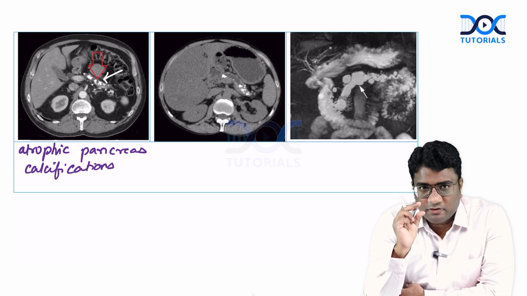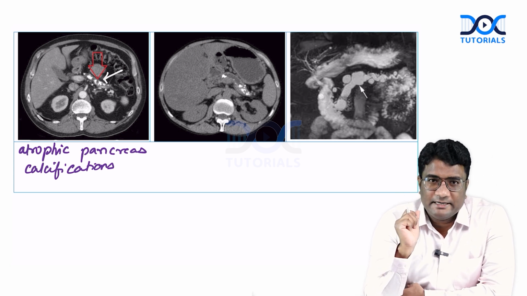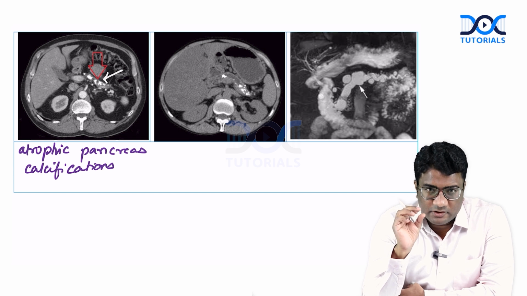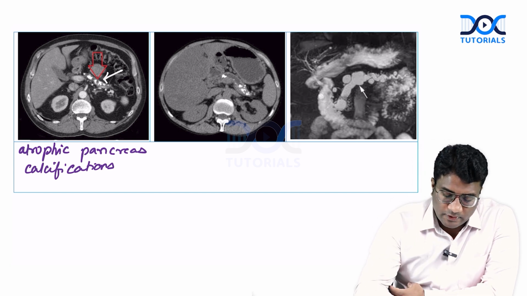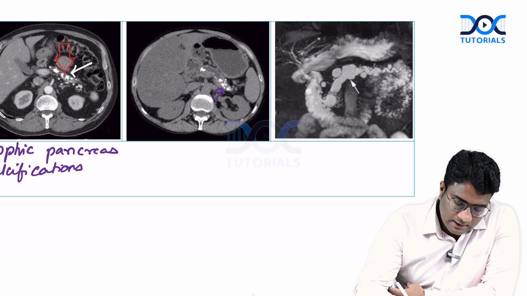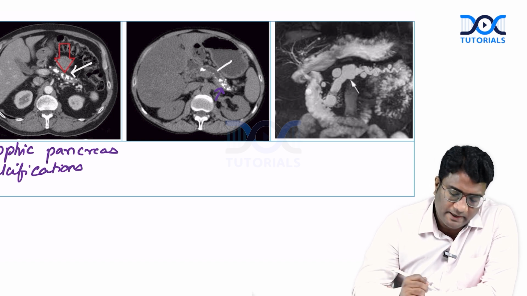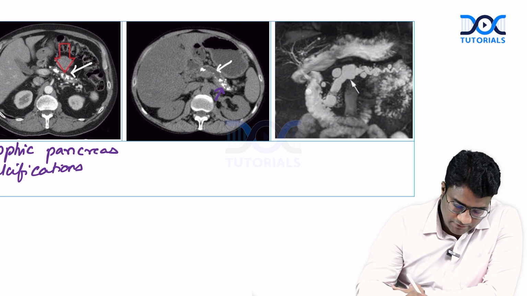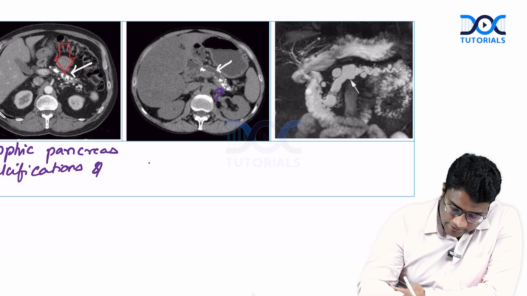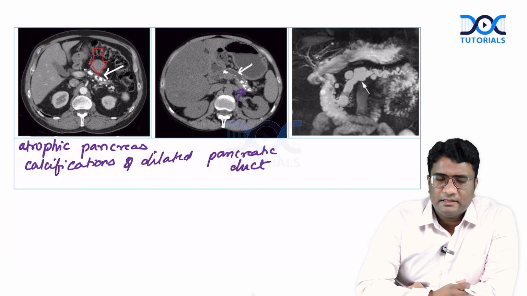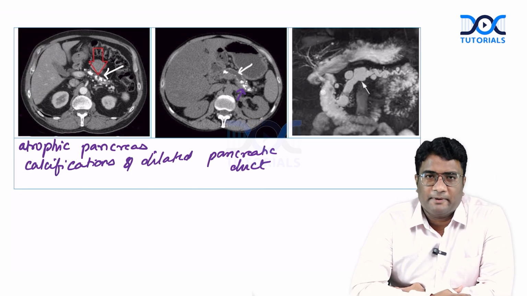The parenchyma is atrophied, but the pancreatic duct gets dilated. The parenchyma gets atrophic, but the main pancreatic duct shows you stricture and dilatations. So you can see here the presence of calcification, and I hope you can notice there is a dilatation of the pancreatic duct. So you are seeing calcifications and dilated pancreatic duct. The parenchyma is atrophic and the duct is dilated in chronic pancreatitis.